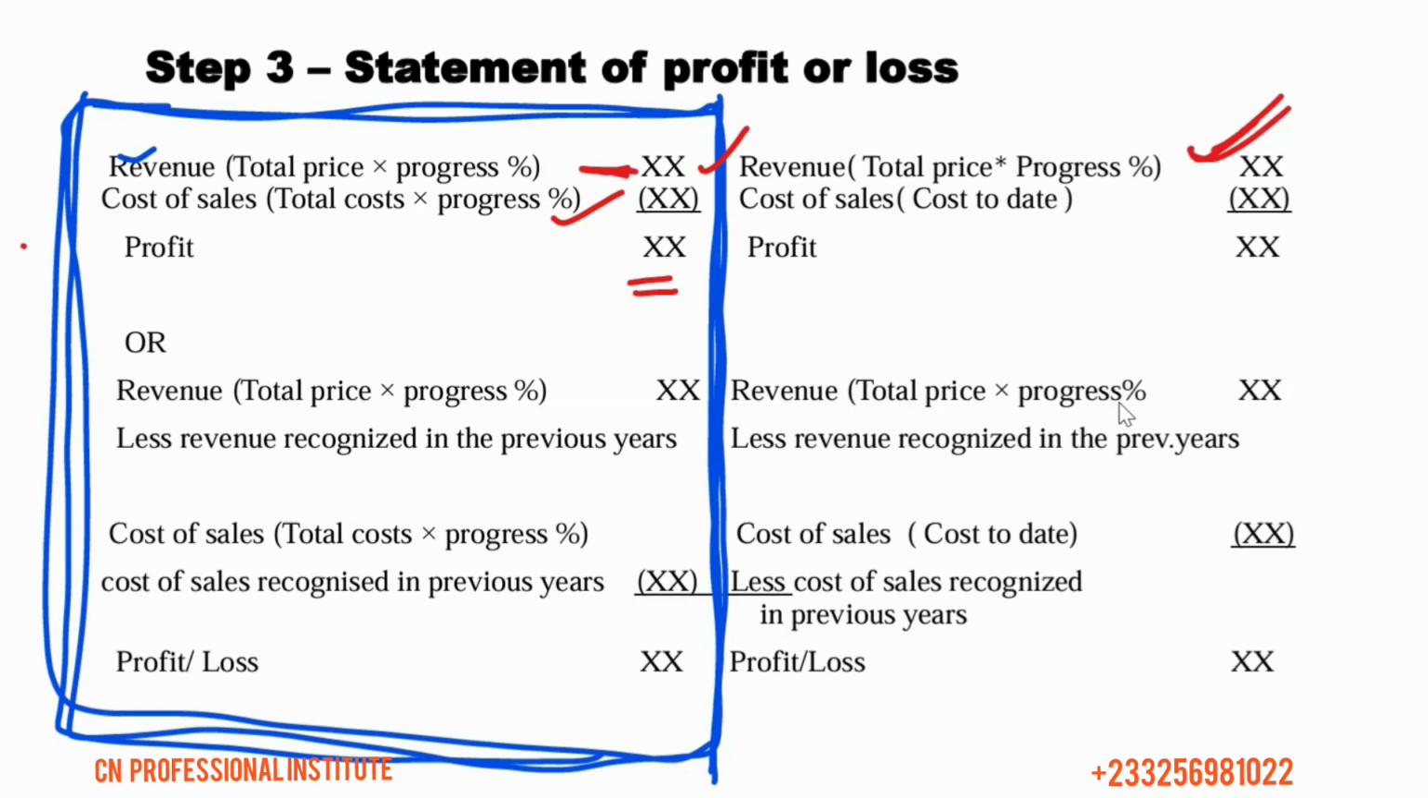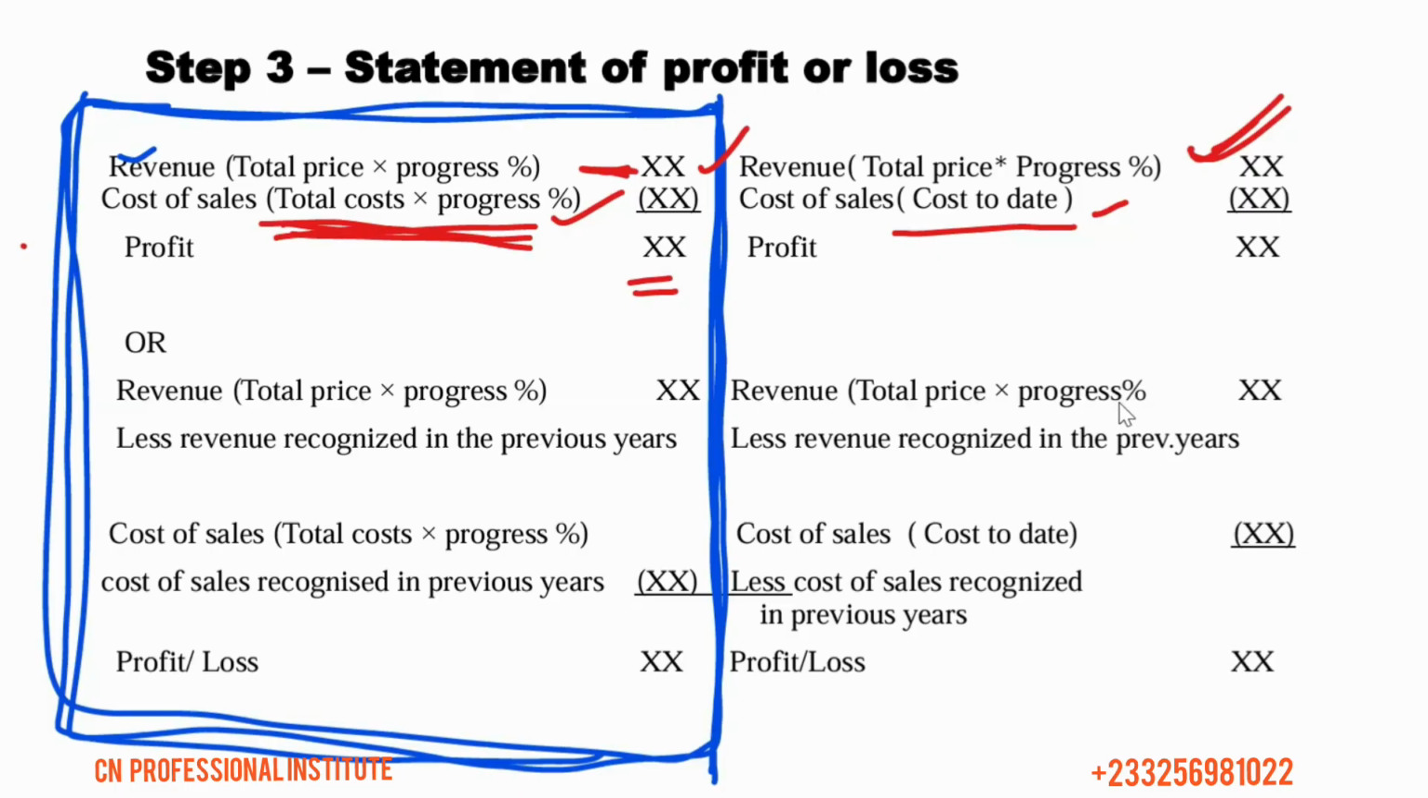The change is that when it comes to the cost of sales, we don't multiply the progress rate by the total cost as we did under the old method. We just pick the cost we incur to date as our cost of sales. So in the previous method, if you want to get your cost of sales, if 40%, multiply the 40% by your total cost, right? Multiply your progress by the total cost. That's how we were doing it.